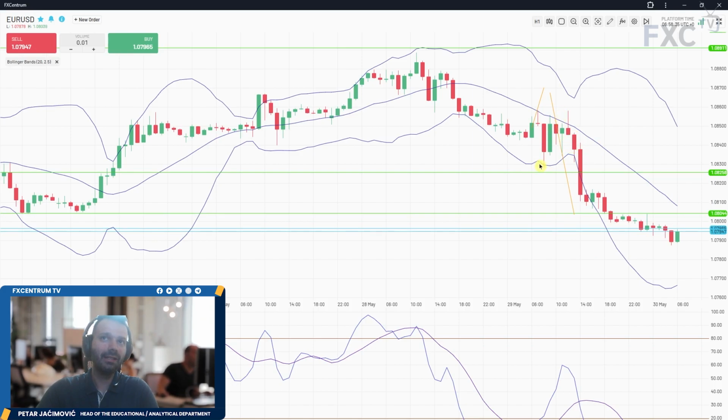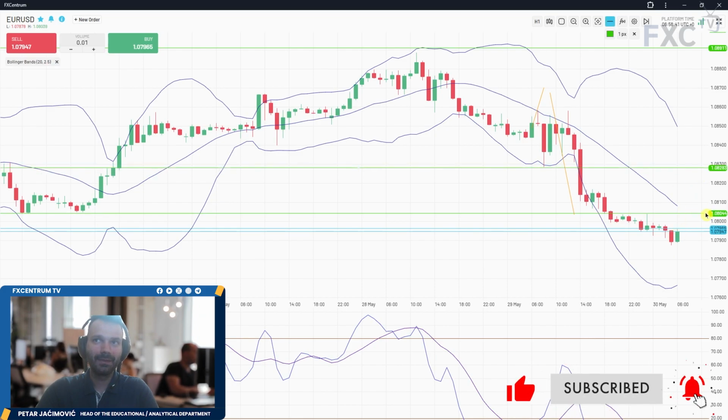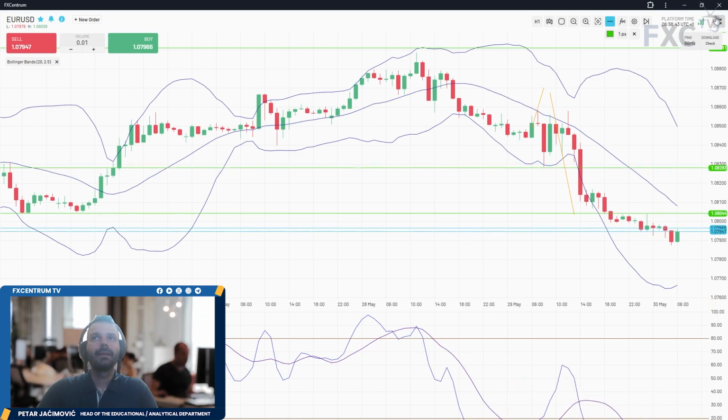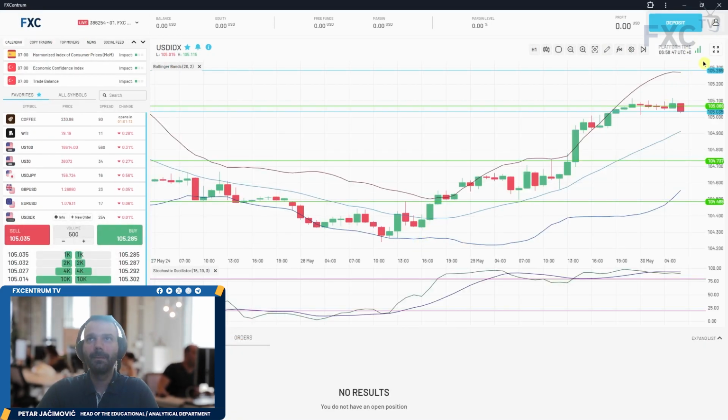Like we had something here. So some kind of correction, either to the middle Bollinger Band or the previous swing low, and then potential resell. That will be a good intraday kind of national move.